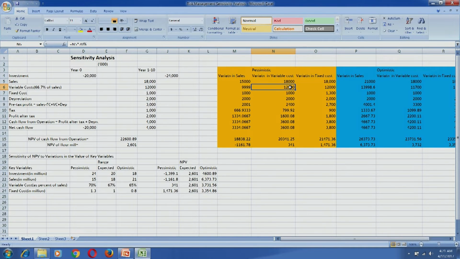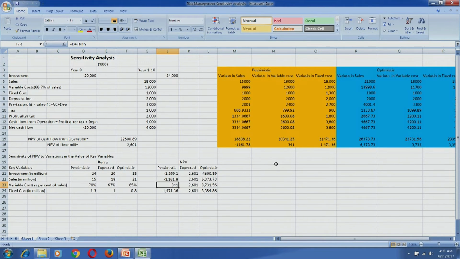Now this is 70%. Fixed cost 1000, depreciation remains same, pre-tax profit is very simple, you can calculate in a way which we calculated earlier, right. Tax is this much, profit after tax 1600, cash flow from operations, net cash flow is this, and this is your NPV 341, right, which is here.